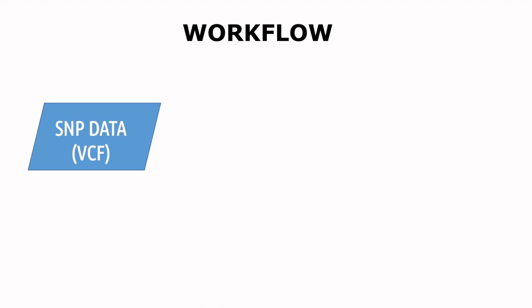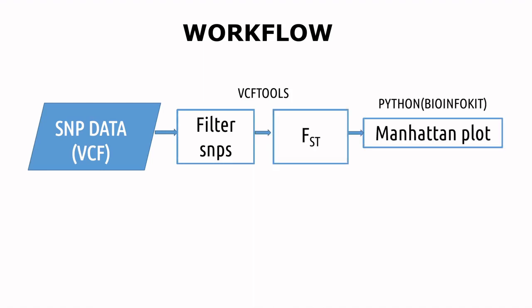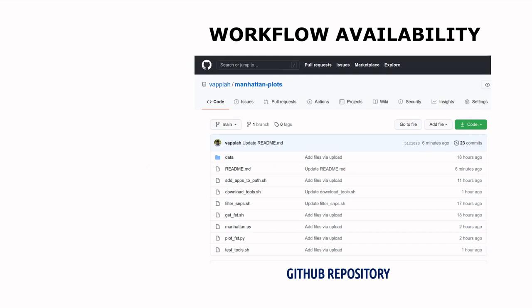The workflow for this tutorial will be as follows. We will first get our SNP data, which is in the VCF format. And then using vcftools, the SNPs are going to be filtered, FST values calculated, and then the bioinfokit library in Python will be used to create the Manhattan plot. The script for this tutorial is available on my GitHub page, and so you can always go and download them.